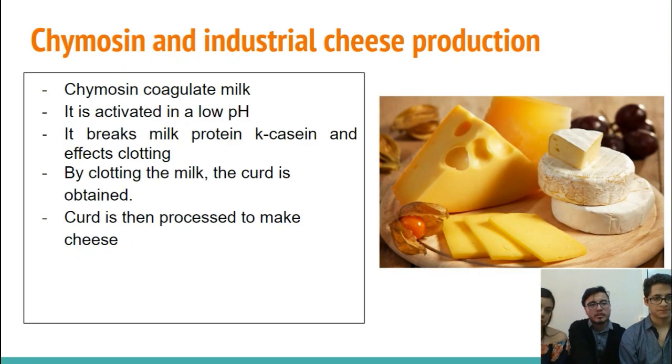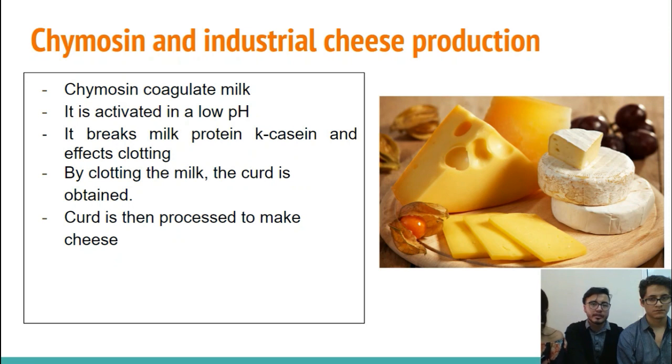Now we're going to talk about chymosin and industrial cheese production. As we said, chymosin coagulates the milk. For this, we have to take care of the pH of the medium. The pH of the medium has to be low, more acid, that is to say, in values between 3 and 5 pH. As I said before, chymosin is a protease, and the protein that chymosin breaks specifically is the K casein.